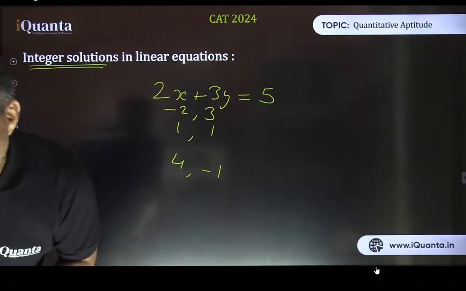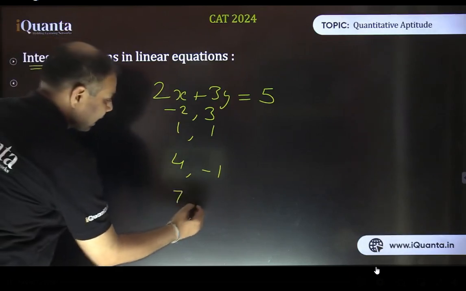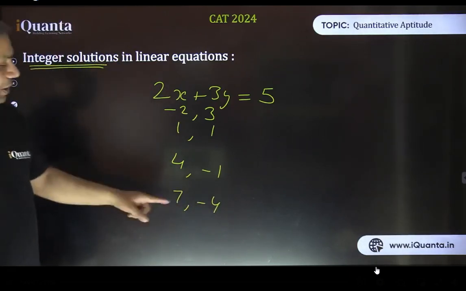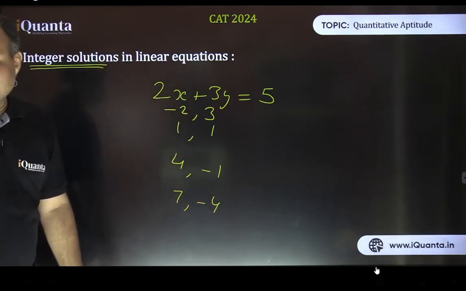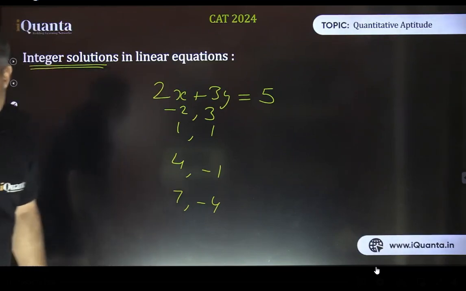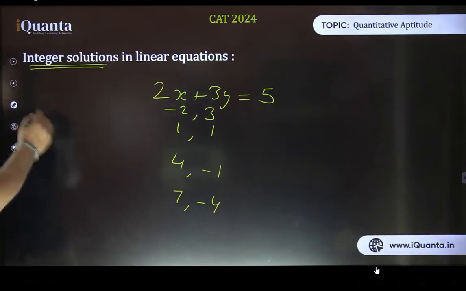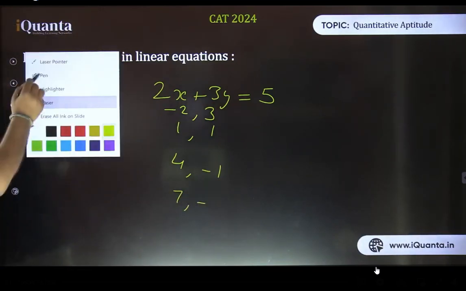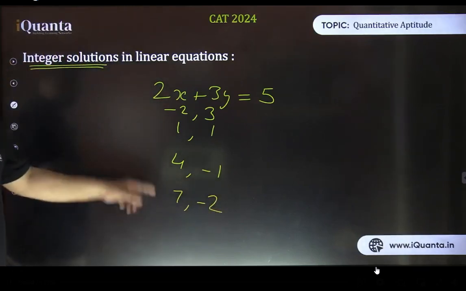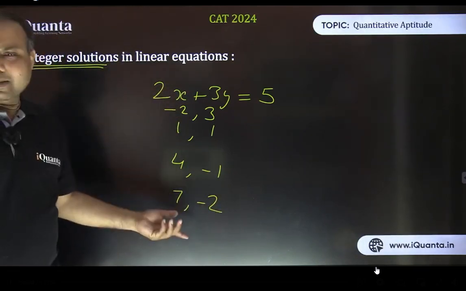And one more, Daksh is saying 7 minus 4. Let me write first. 7 and minus 4. Let's verify. 7 2s are 14 and 4 3s are 12. No, that doesn't satisfy. That's not correct. 7 and minus 2. Okay. I'm just writing the values which you are telling me. 7 and minus 2. Okay, let's verify this one. So 14 minus 6. That doesn't satisfy even.